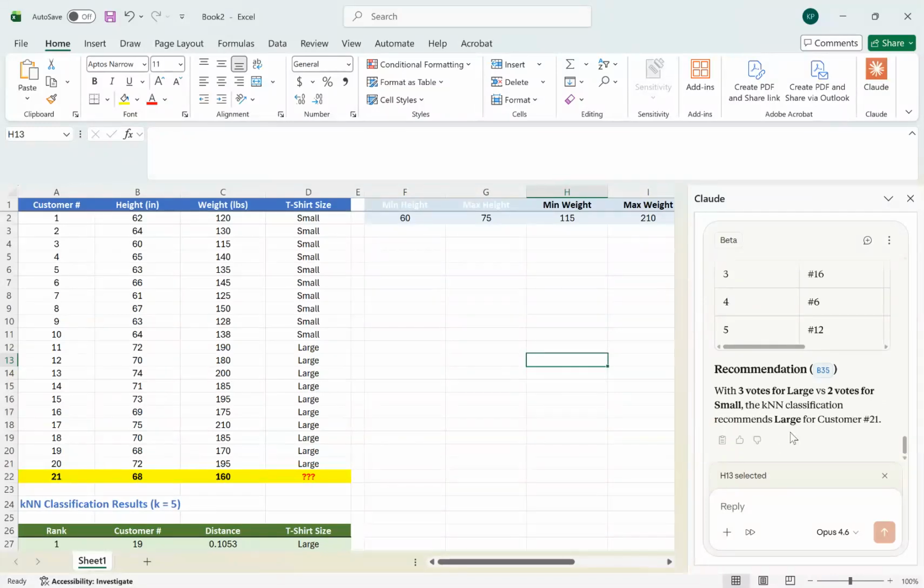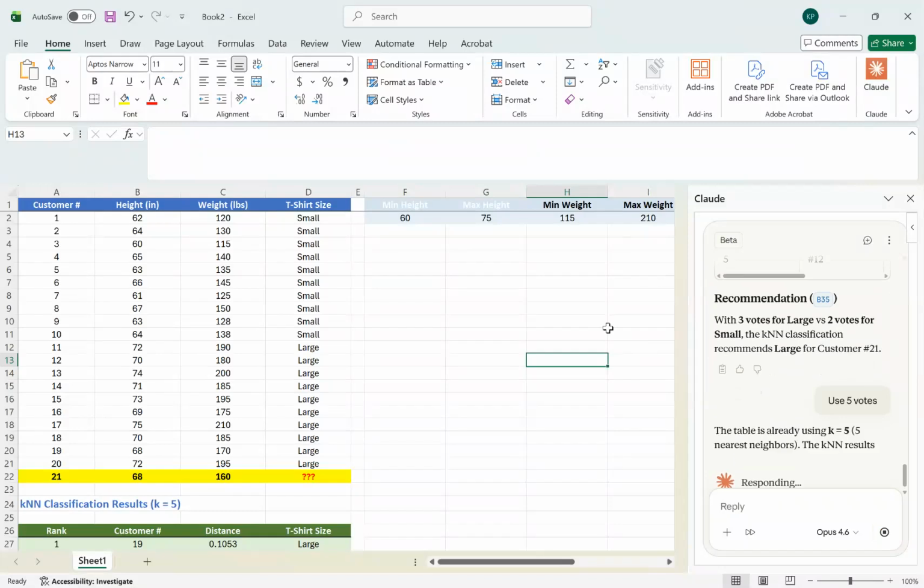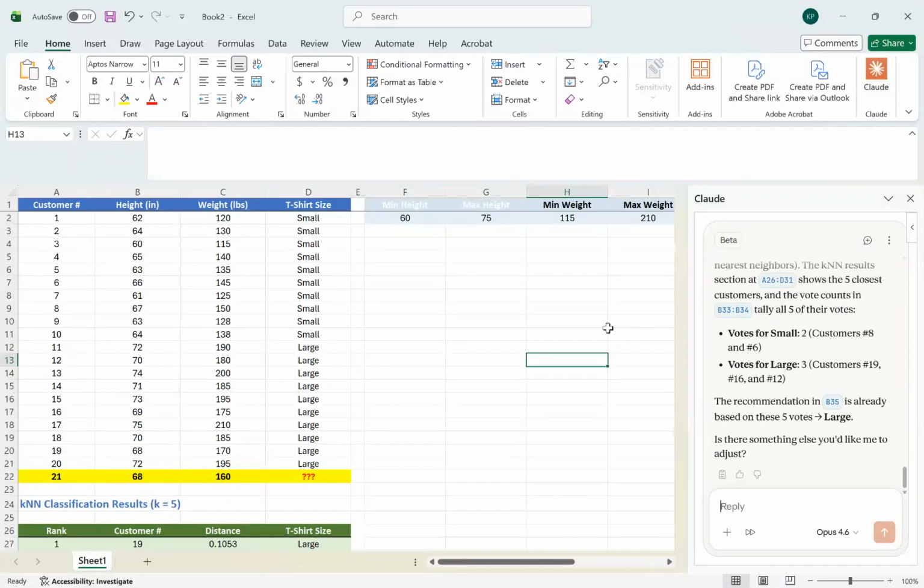It's asking me, will it be 3 votes versus 2 votes? I'll explain what that means very soon. But I'm going to say here, use 5 votes. We'll see what that means. Essentially, we are asking it to select the 5 nearest neighbors to customer number 21 and what size t-shirt they bought so that we can make an appropriate recommendation.